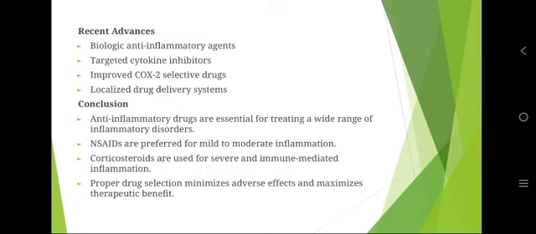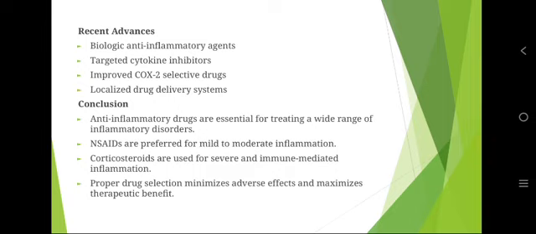And recent advances in these anti-inflammatory drugs are biologic anti-inflammatory agents and targeted cytokine inhibitors, improved COX-2 selective inhibitors, and localized drug delivery systems, etc.